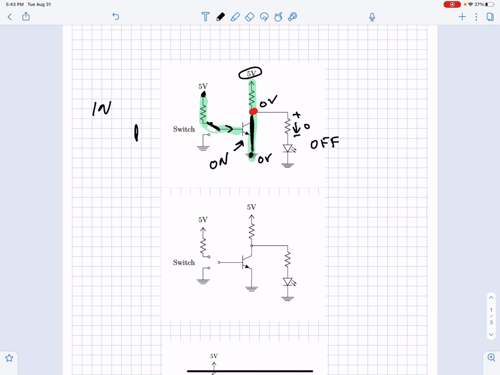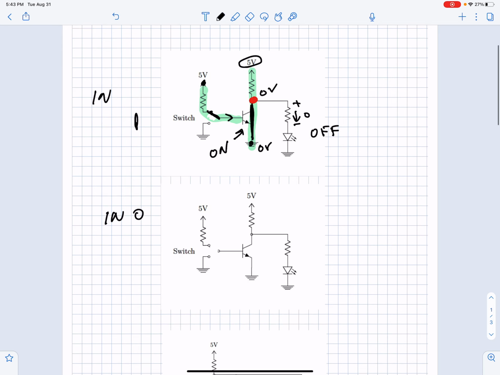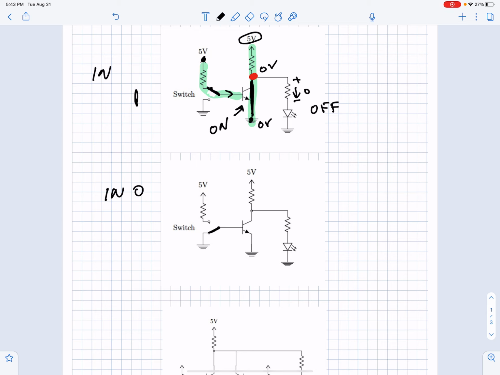Picture number 2 would be where I put the input to 0. If I put this to 0, there's no voltage that generates a current. This current coming in here would be 0. So this transistor is off. And let's draw our circuit back in so we see the path.